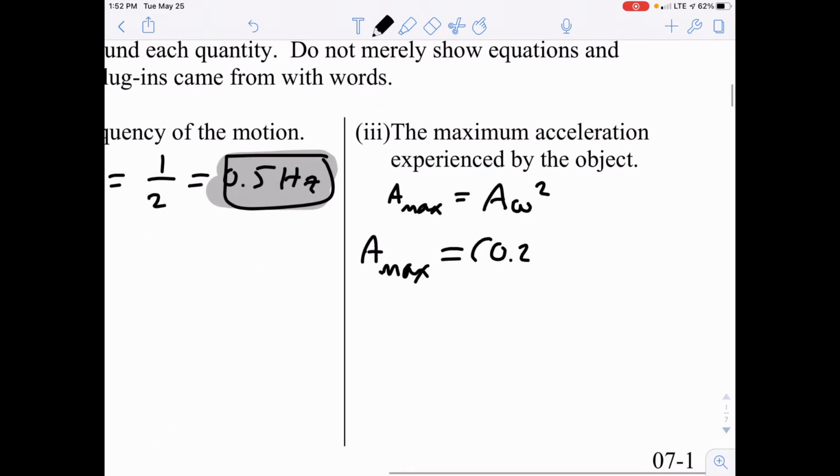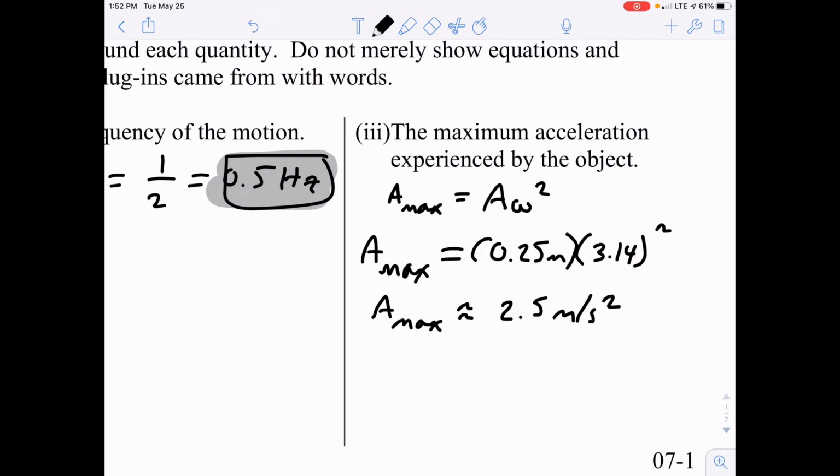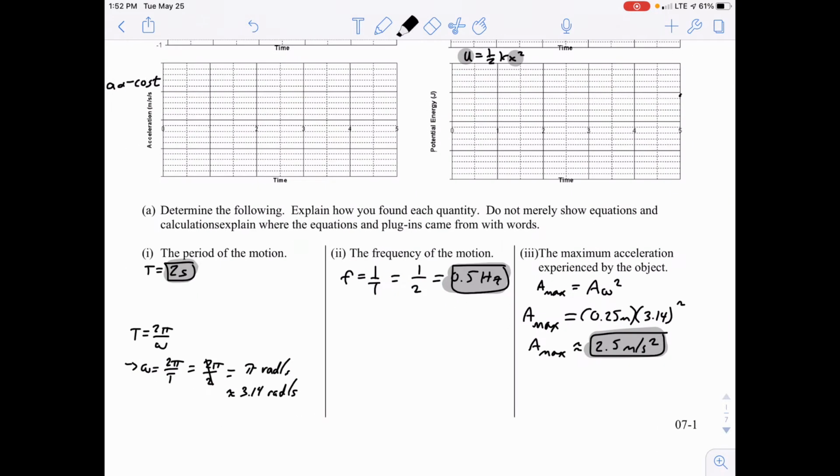So the calculation is going to be 0.25 times pi squared. And we roughly get about 2.5 meters per second squared. That helps us create the acceleration function because we know how tall it's supposed to be. It's going to be 2.5 meters per second squared above and below equilibrium, and it's going to repeat every 2 seconds, just like the position and velocity graphs do.